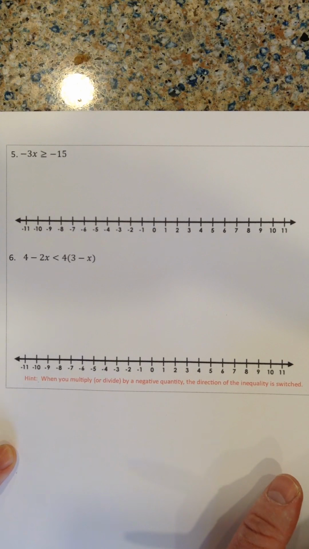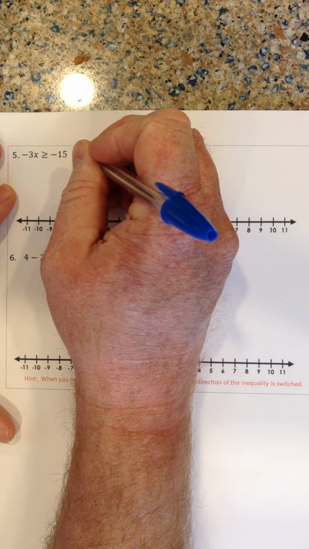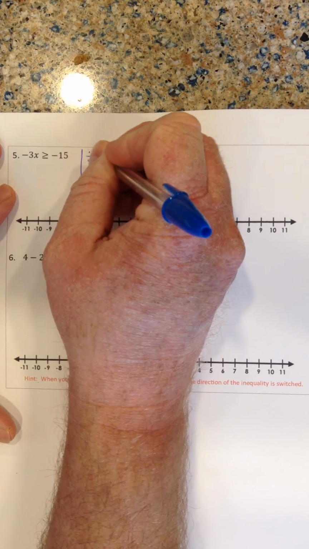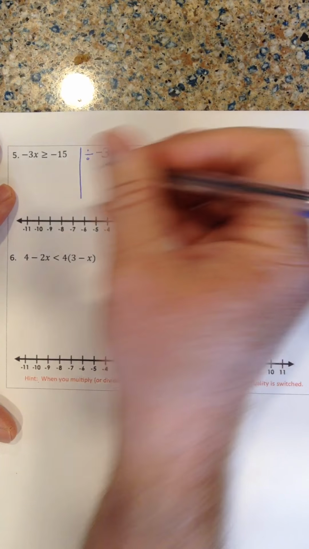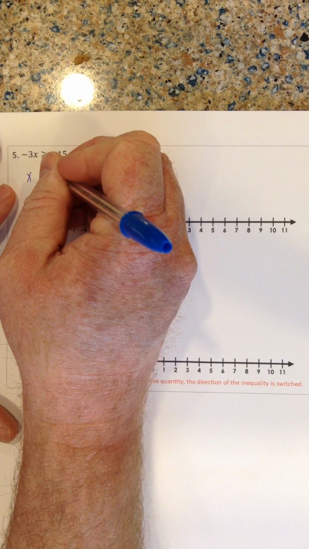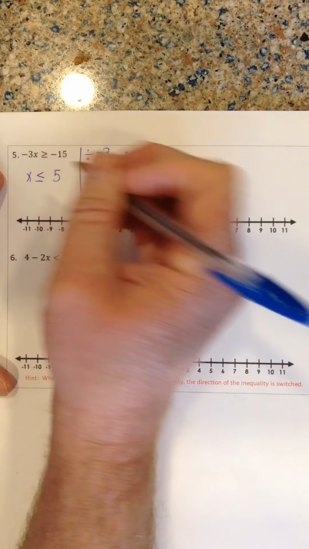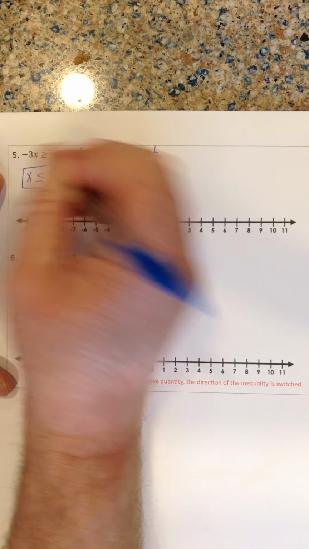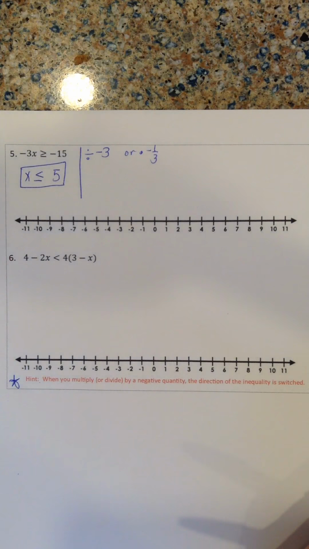Number 5, negative 3x is greater than or equal to negative 15. So I'm going to divide by negative 3, or we could multiply by negative 1/3. And I get x here and I get 5 here. And I have to switch the direction of the inequality whenever you divide or multiply by a negative sign, which is what it says down here in red. Okay? So whenever you divide or multiply by a negative quantity, you switch the direction of the inequality.